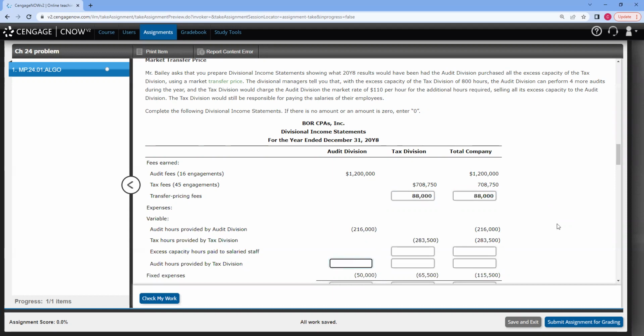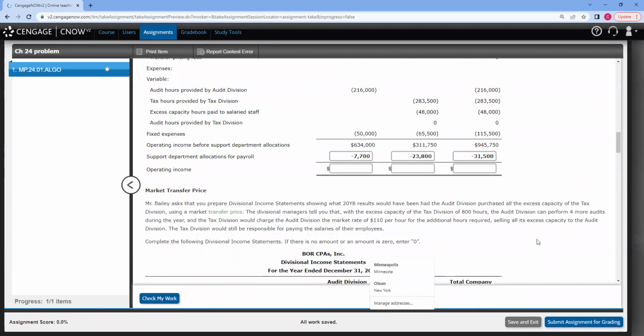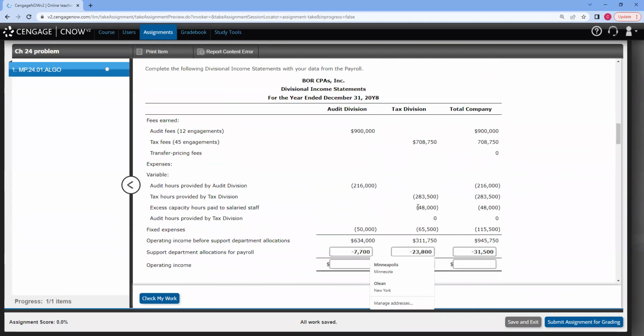And that's how much they're going to charge the audit division. So that becomes the cost for the audit division, $88,000. And so you can see the offset here, it becomes revenue for the tax division, but an expense for the audit division. Now, in the original income statements here, we showed the excess capacity in the tax division.